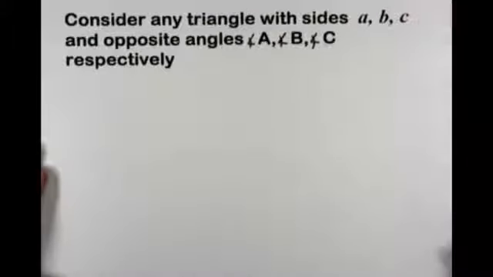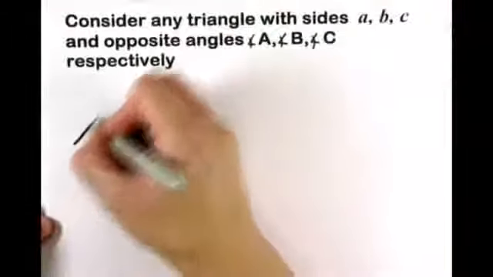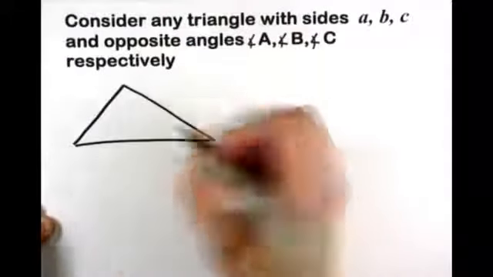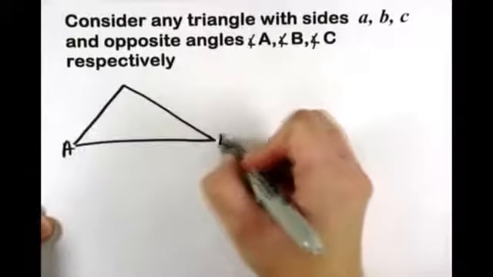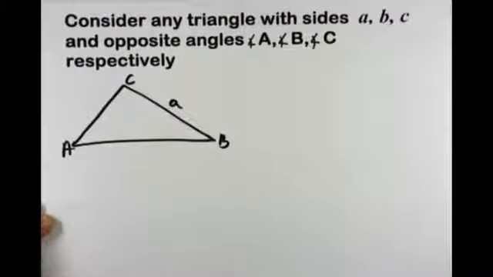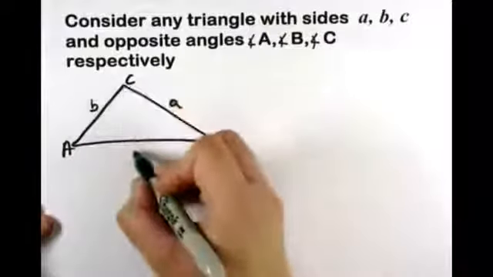And now we would like to consider any triangle with sides A, B, C and opposite angles angle A, angle B and angle C respectively. That means angle A is opposite side A, angle B is opposite side B, and so on. So if I consider any triangle with sides A, B and C, and vertices angles A, B, C, side A is opposite angle A, side B is opposite angle B, and side C is opposite angle C.